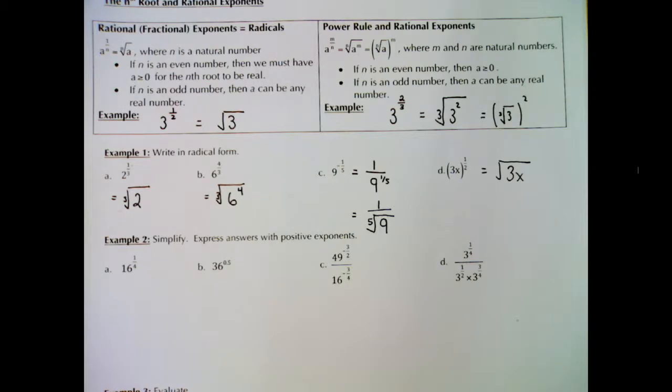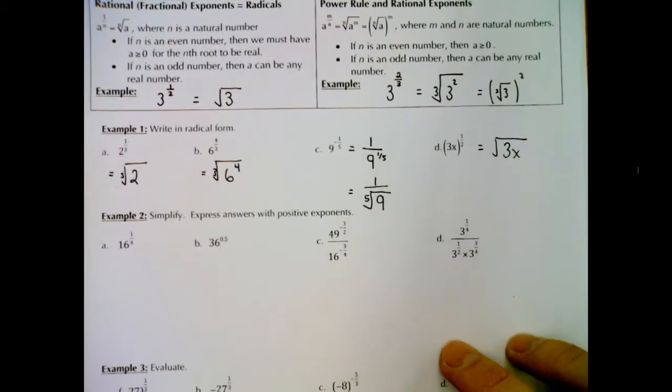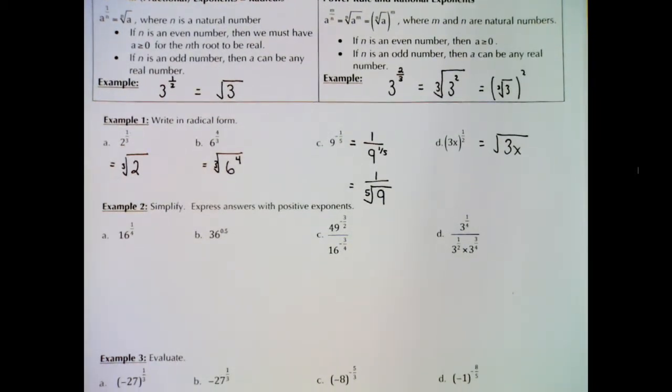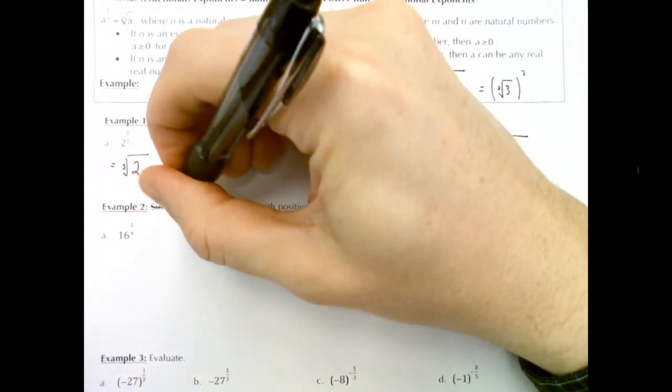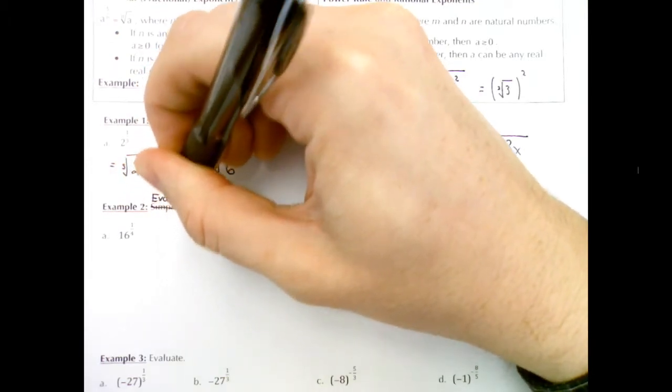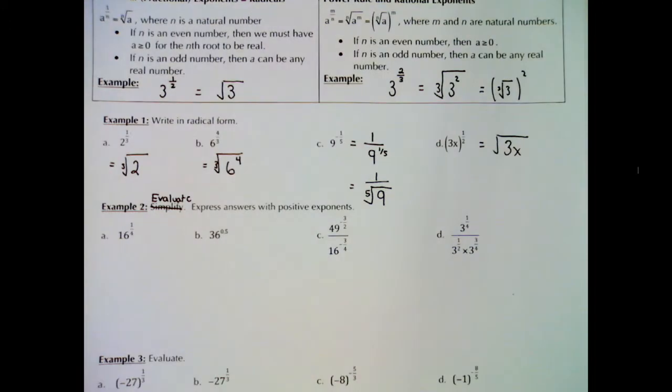All right. Example 2, similar. We're going to simplify and express our answers with positive exponents. Simplify, really, I'm going to change that instruction actually. We're going to go with evaluate. We can evaluate and get a final answer. It would say simplify if we had some variables involved, but we don't. We just have numbers for all 4 of these examples, so let's evaluate.